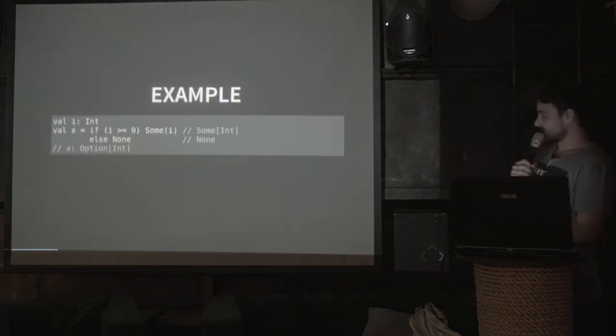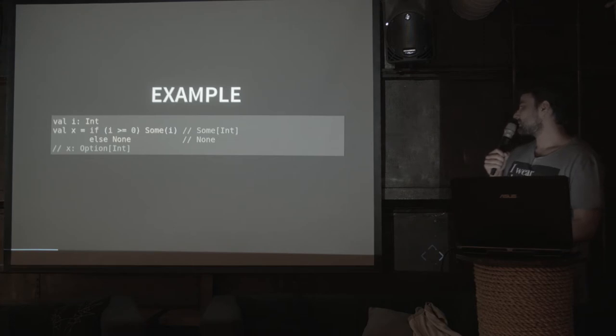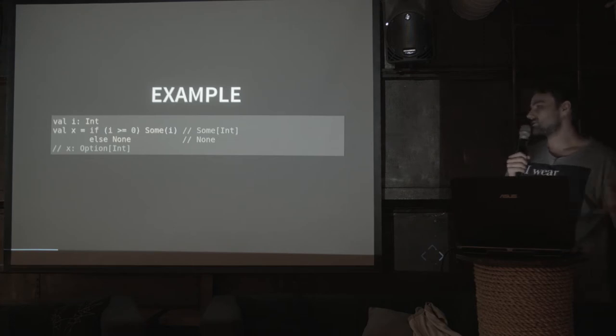So here you can see, in this example, when we have this x, its type would be inferred to be option of integers, because this is the most specific type that Scala can infer, because this is the least upper bound of those two different types that this value can have.